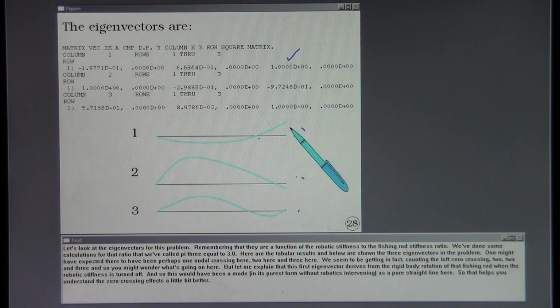But let me explain that this first eigenvector derives from the rigid body rotation of that fishing rod when the robotic stiffness is turned off. And so this would have been a mode in its purest form without robotics intervening as a pure straight line here. So that helps you understand the 0 crossing effects a little bit better.